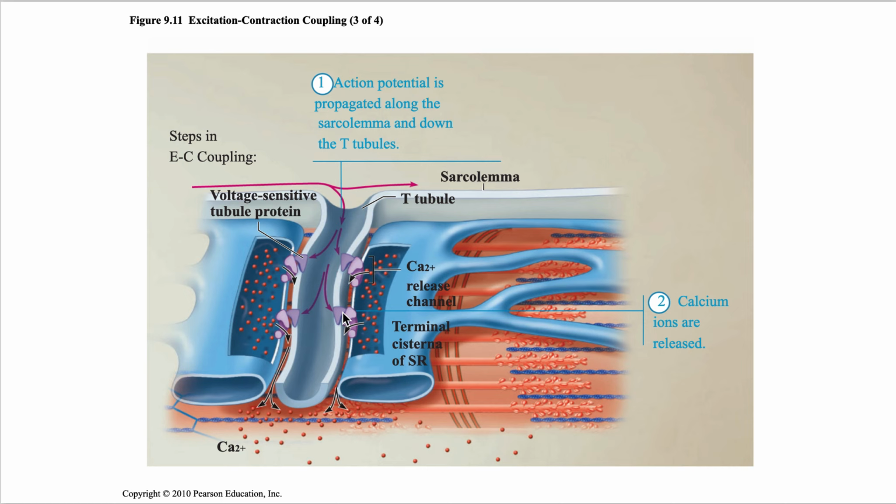When the action potential rushes down the T-tubule, it triggers these gates to open, and these calcium ions flood out of these storage locations and into the entire internal muscle cell. So the whole inside of the muscle, the cytoplasm of the muscle, is flooded with calcium ions.